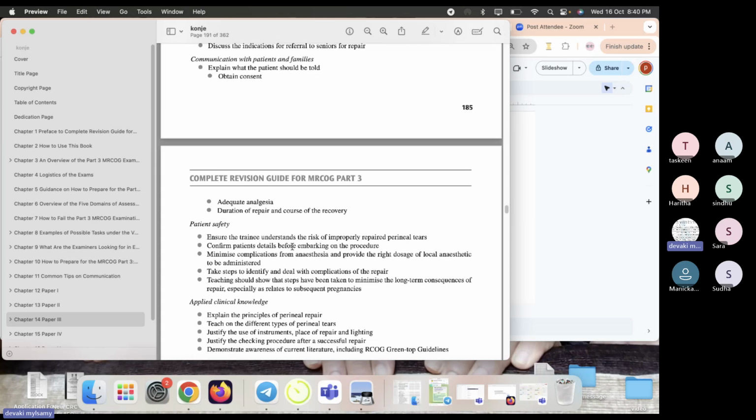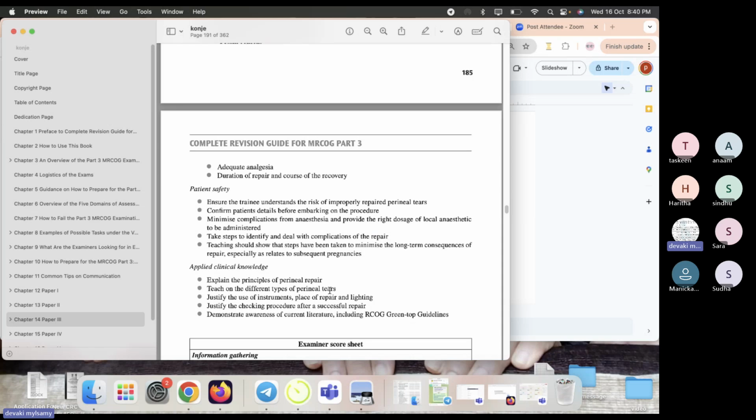Patient safety. Ensure the trainee understands the risk of an improperly repaired perineal tear. Confirm patient details before embarking on the procedure. Minimize complications from anesthesia and provide the right dose of anesthesia. Steps to identify and deal with the complications of the repair. Teaching should show that steps have been taken to minimize the long-term consequences of repair, especially related to subsequent pregnancies. Applied clinical knowledge and principles: different types of perineal tear, that is, the classification.